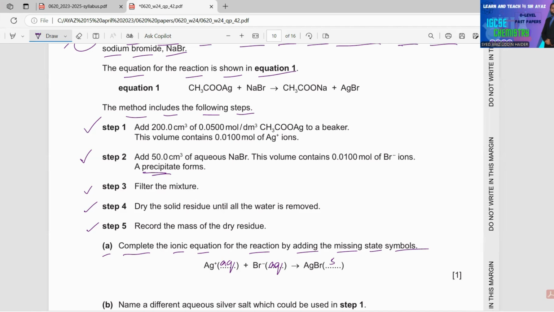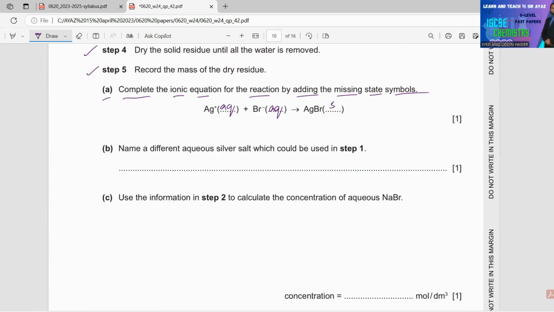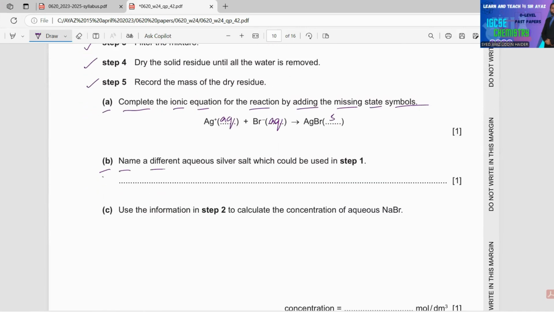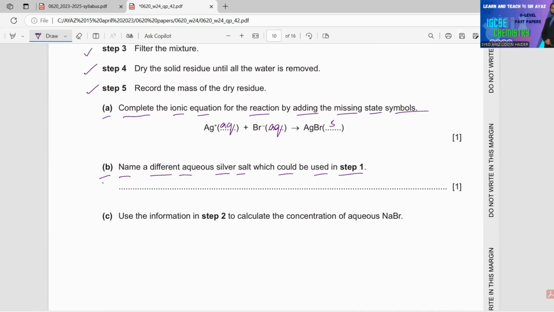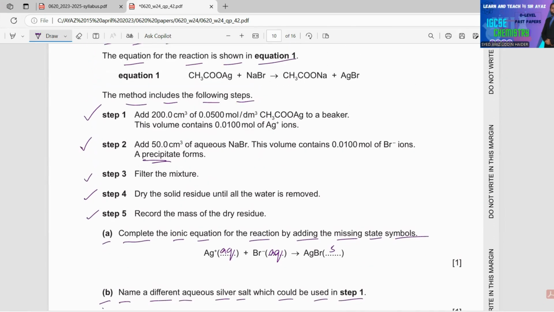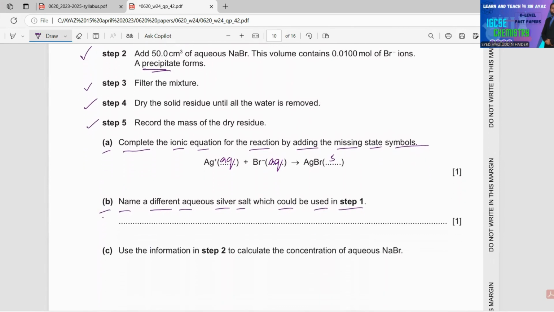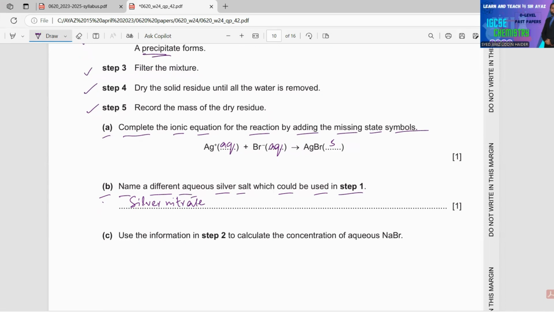Part B. Name a different aqueous silver salt which could be used in step 1. Now you have to use the soluble salt of silver, which must be silver nitrate. C. Use the information in step 2 to calculate the concentration of aqueous NaBr.